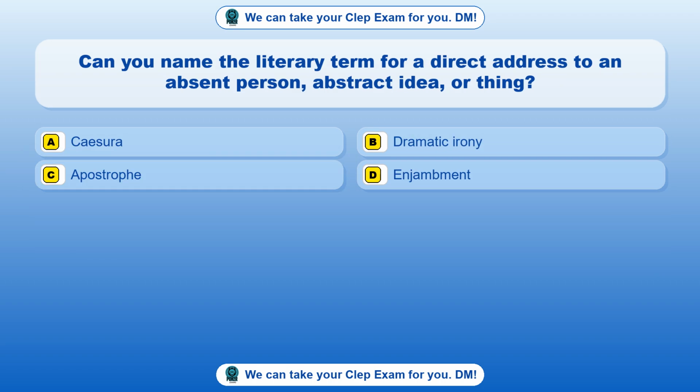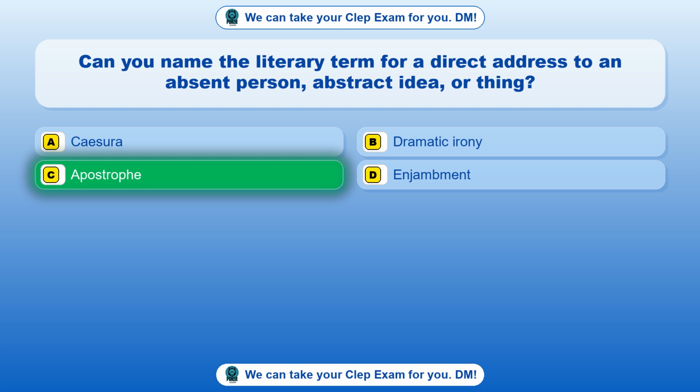Question 11. Can you name the literary term for a direct address to an absent person, abstract idea, or thing? Option A. Caesura. Option B. Dramatic irony. Option C. Apostrophe. Option D. Enjambment. The correct answer is option C.